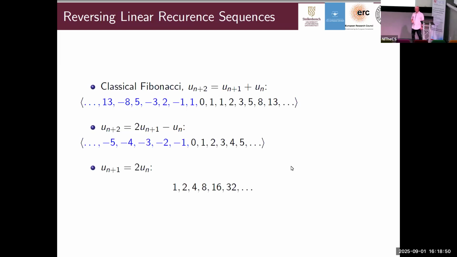Then what about this one? So every time you multiply the previous number by 2, you get powers of 2. 1, 2, 4, 8, 16. Can I go into the past? Yes, you can go into the past, except that you have to think outside the box.